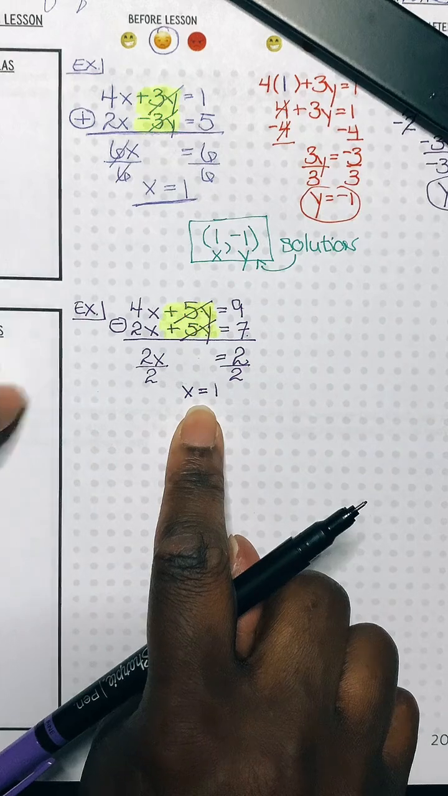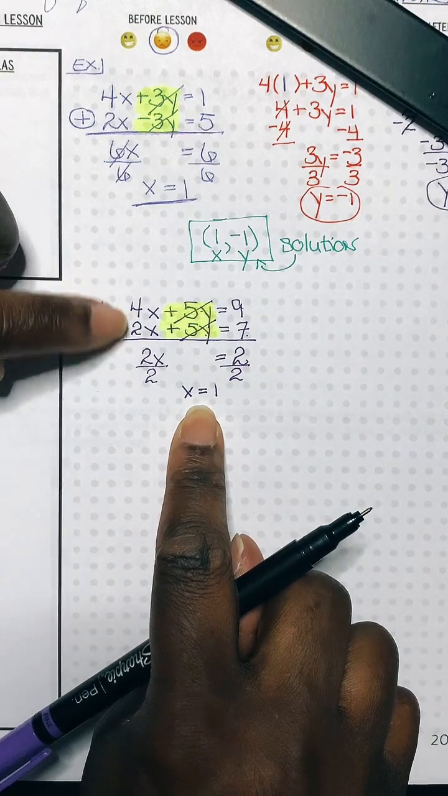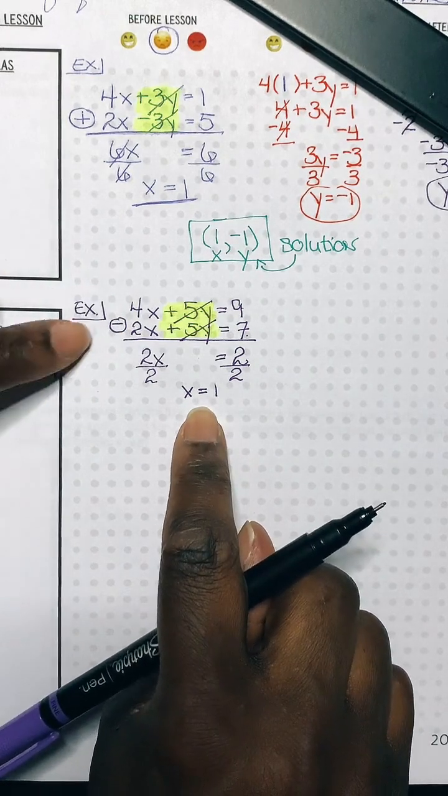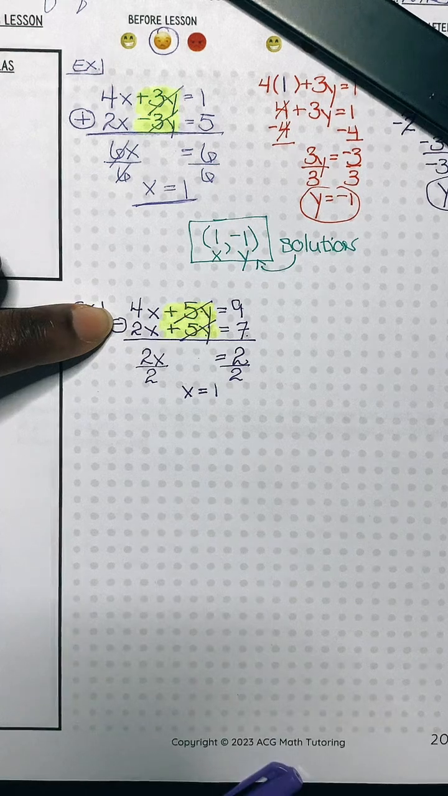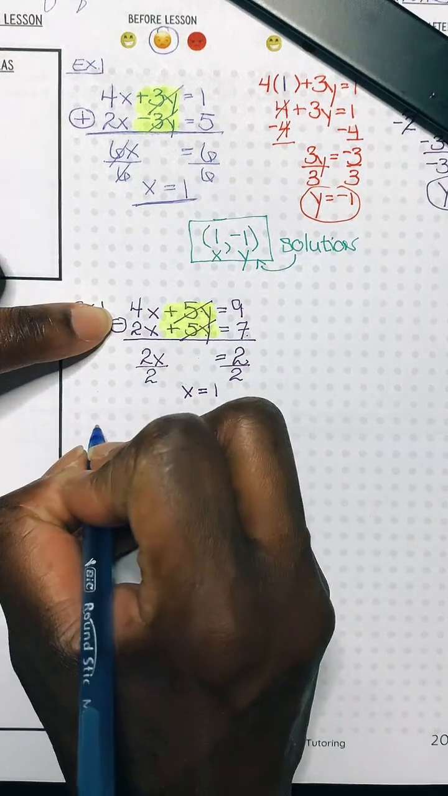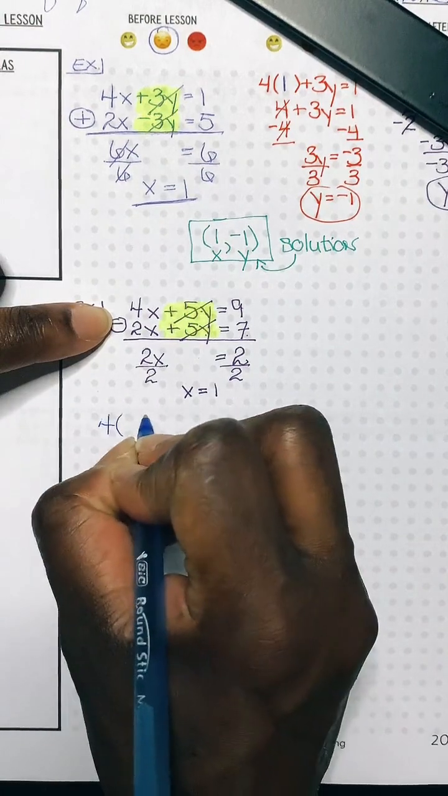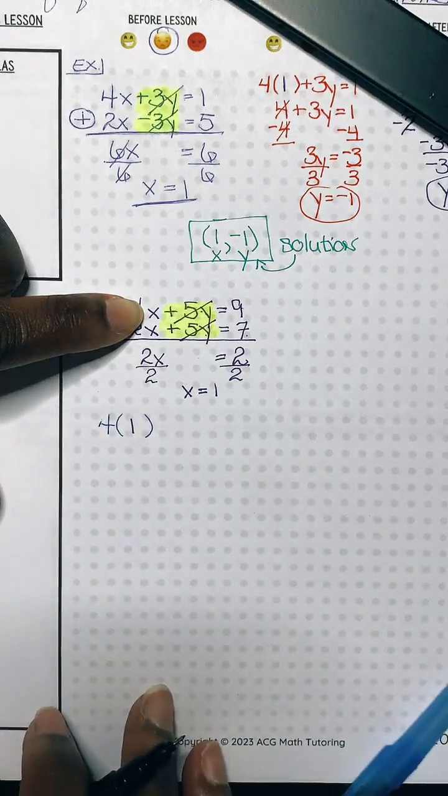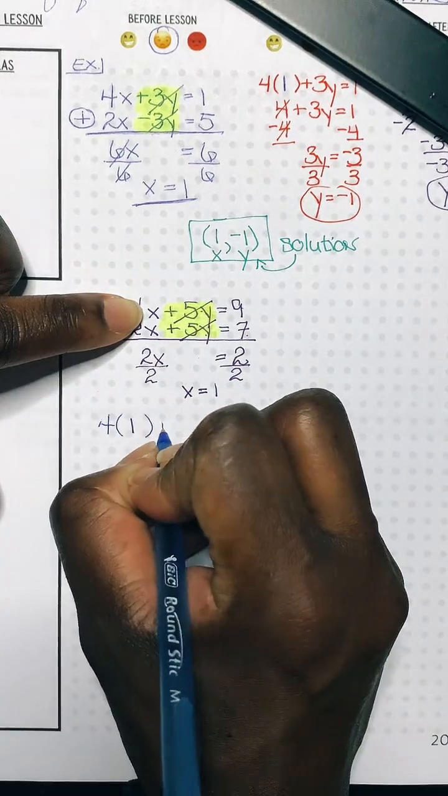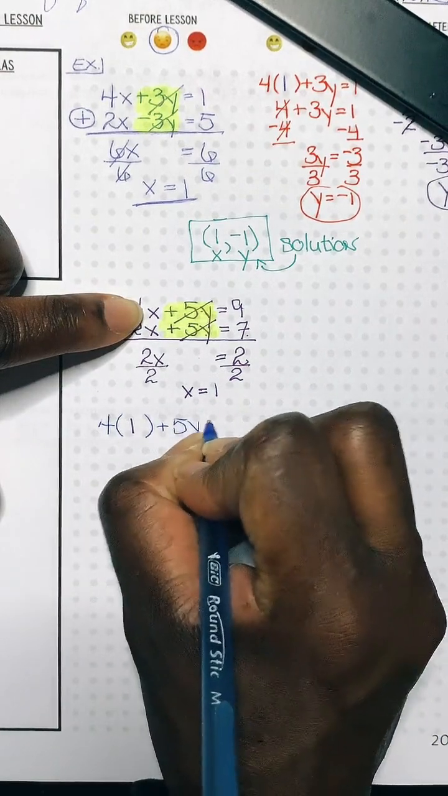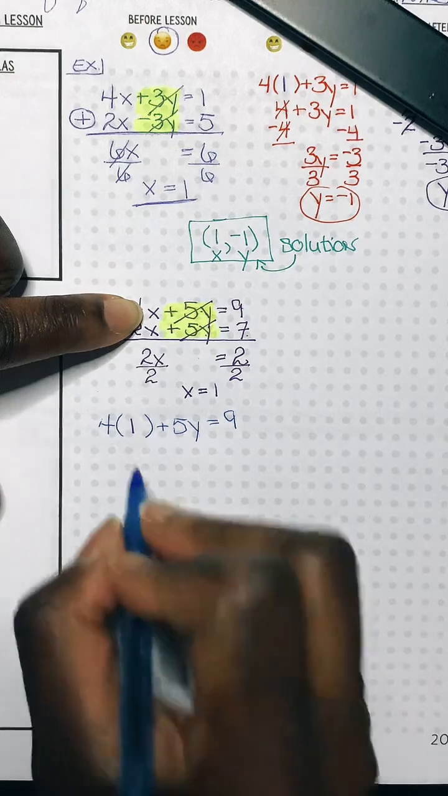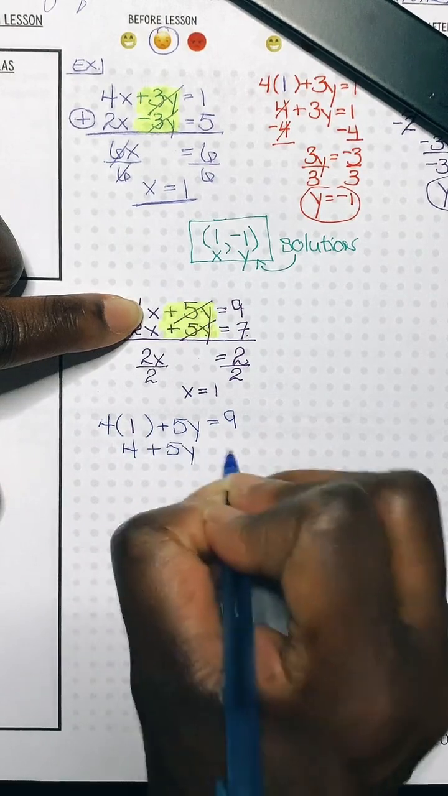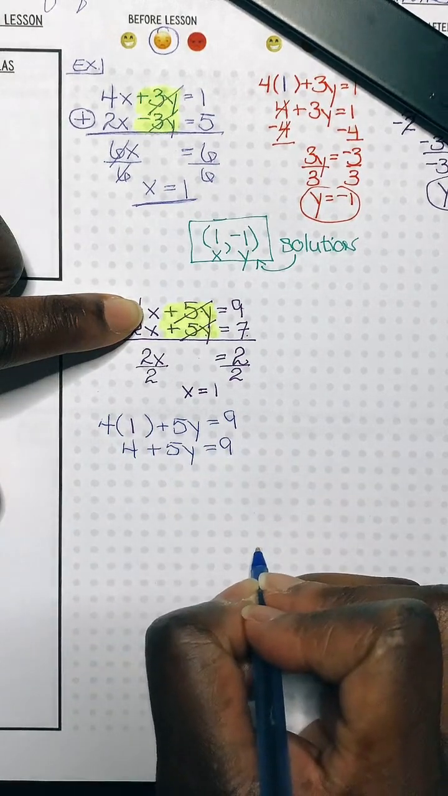So now, I'm going to substitute into one of the two equations. It doesn't matter which one, okay? So I'm just going to pick the first one, just over here. So I have 4 in the parentheses. I'm going to replace the x with the 1 that we just got. Continue on with my plus 5y equals 9. 4 times 1 gives me 4, plus 5y is equal to 9.